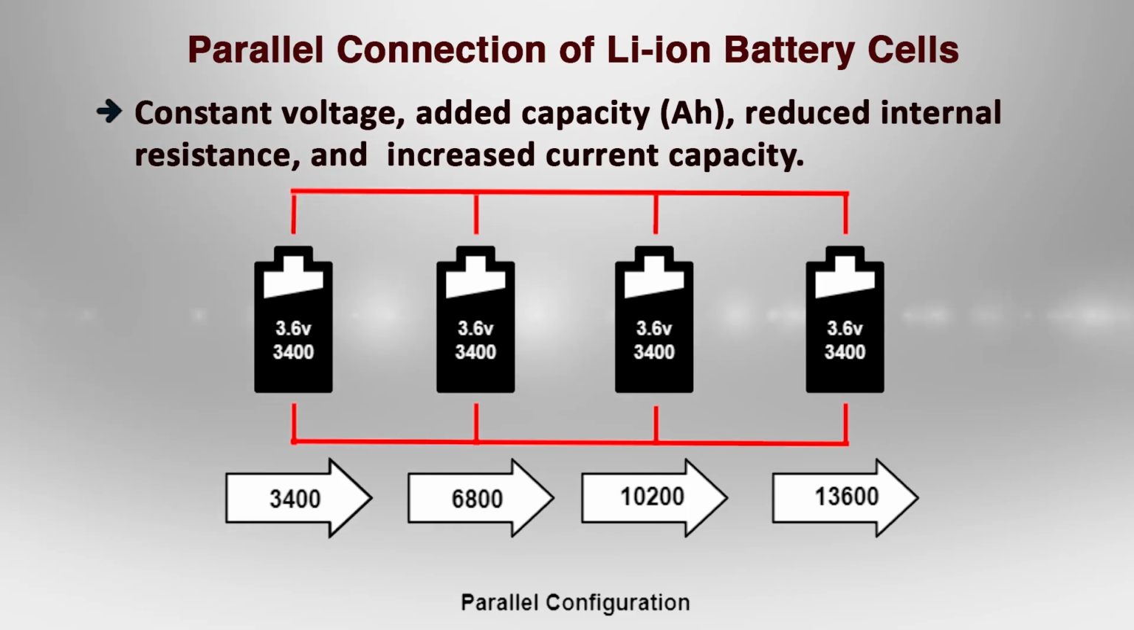As you can see in the figure, whenever we connect the battery cells in a parallel manner, the capacity will be increased, and also we can reduce the internal resistance and increase the current capacity. However, the voltage will remain the same across the connected battery cells. So here 4 battery cells are connected. As you can see, the total Ah capacity is equal to 4 into the capacity of one cell. So in this way we can enhance the battery capacity of the pack.